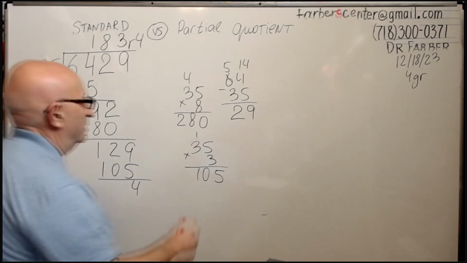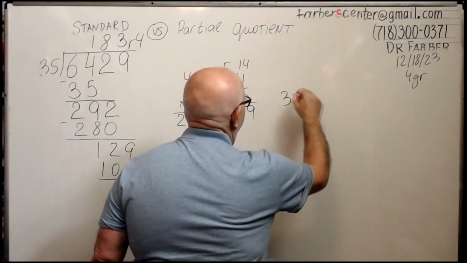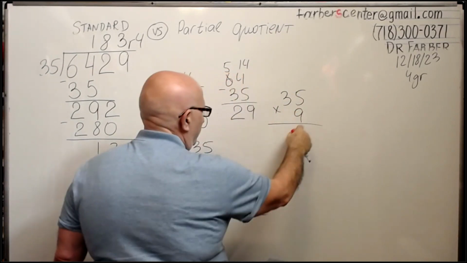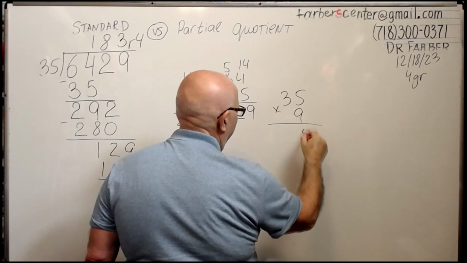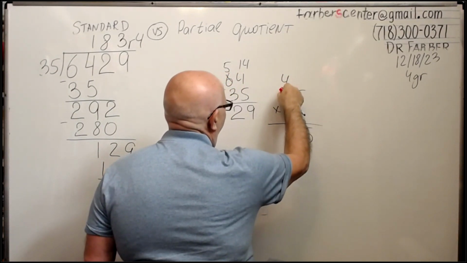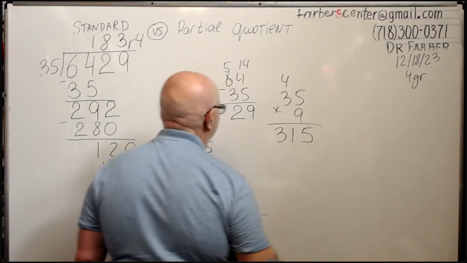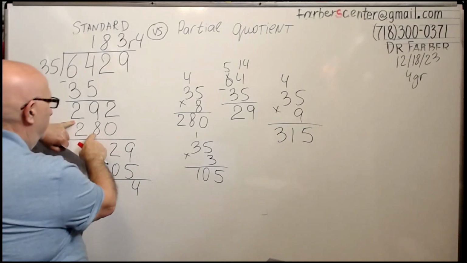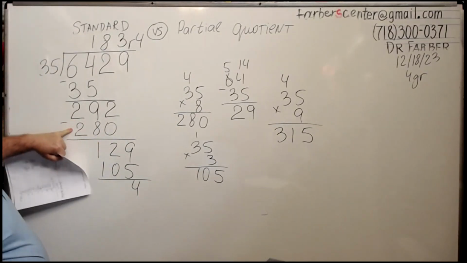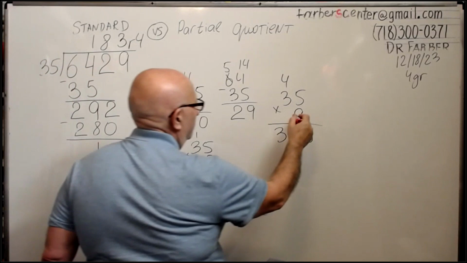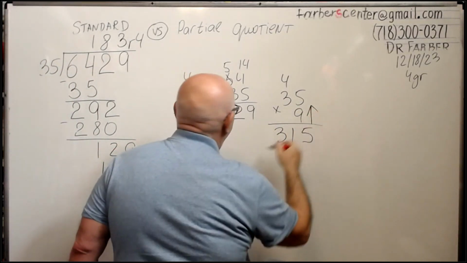Why? Look at this. If you multiply 35 times 9, 9 times 5, 45, carry 4. 9 times 3, 27, plus 4, it would be 31. Is it possible to have 315 over there? No. Too big. So I go down. So 9 is not good. Too big. See, too big. I choose 8.